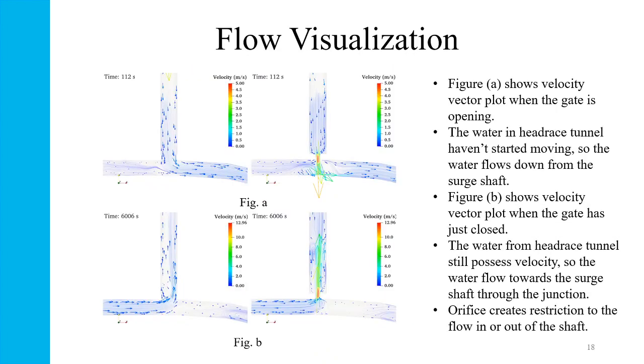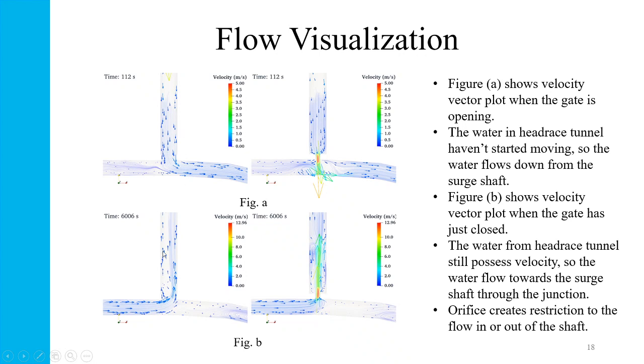After the analysis of obtained values, the flow visualization was done using ParaView. Here, figure A shows the velocity vector plot when the gate is opening. It can be seen in figure A that the water in the headrace tunnel hasn't gained any velocity, although the gate is already partially opened. So the water flows down from the surge shaft to maintain the flow.